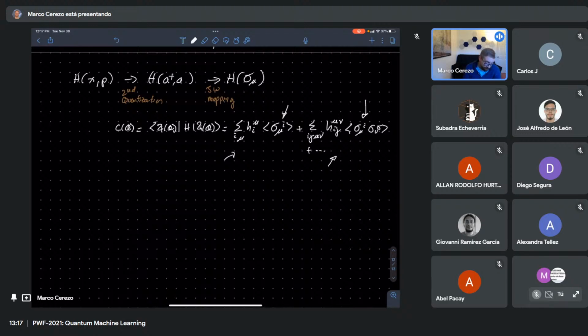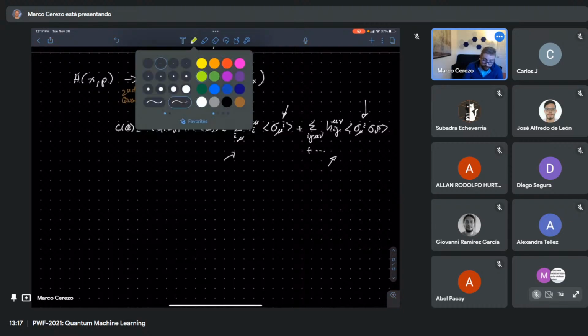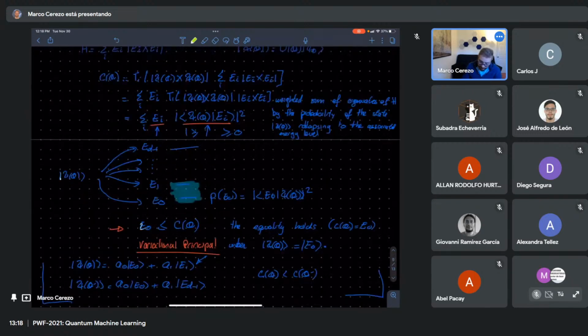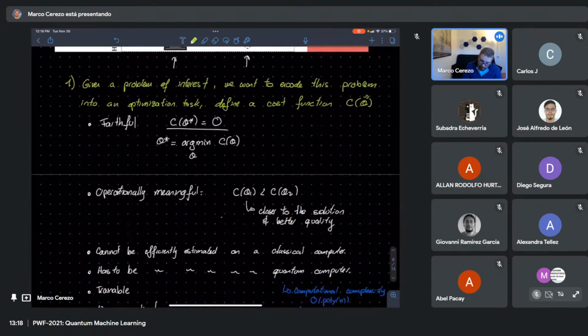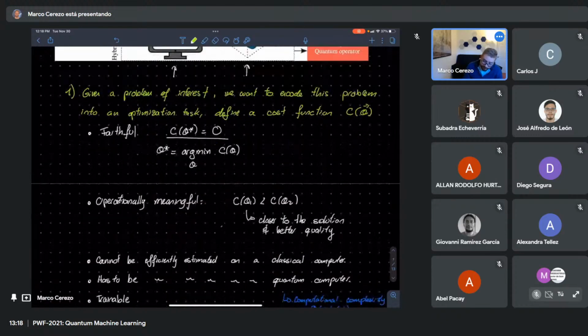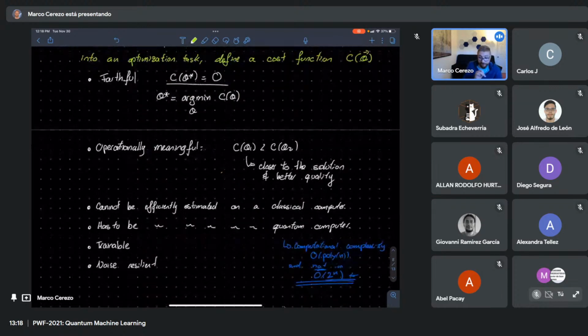So now we have something that we can do in a quantum computer, right? It took us a while to get there, but we can actually do it. So the next question is, how do we build? Let's just go back and see the steps. So one, define a cost function. Because it's the ground state of a molecule, we know that it's faithful, operational and meaningful. It definitely cannot be estimated in a classical computer because we don't have enough computational resources.